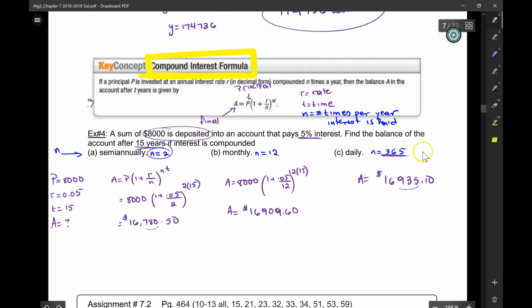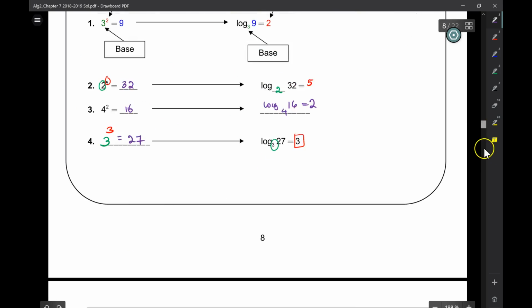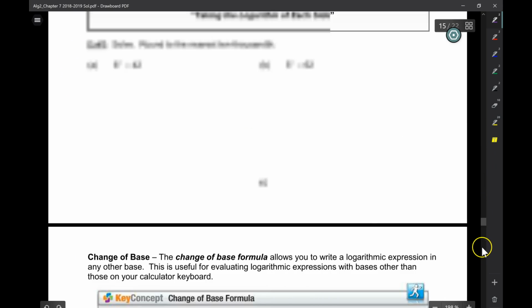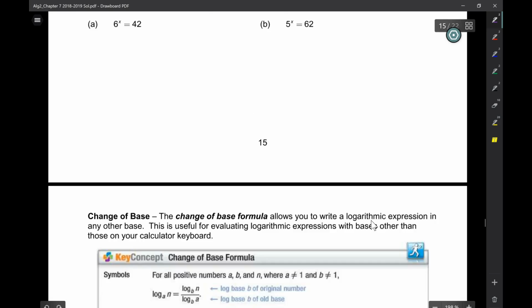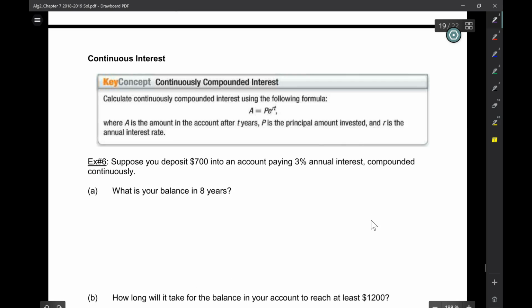Continuously. When the bank account is such that you're being paid interest continuously, then there is a different situation and a different formula. The formula that used to be 1 plus r over n to the power of nt changes, and now there is a new formula, this one. A equals P e to the rt. This is the Purdy formula, right? Everybody calls it APERT. I call it Purdy because it's Purdy.